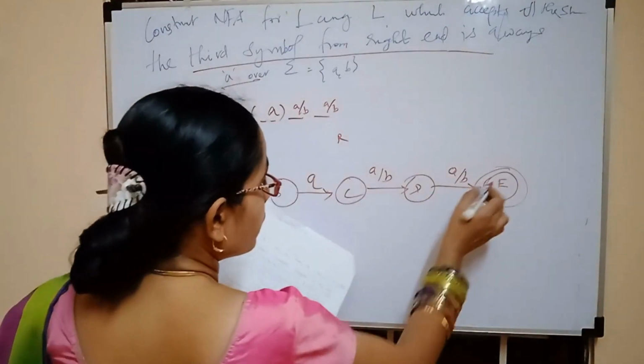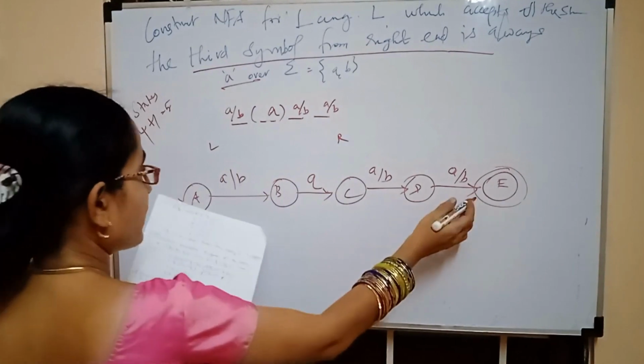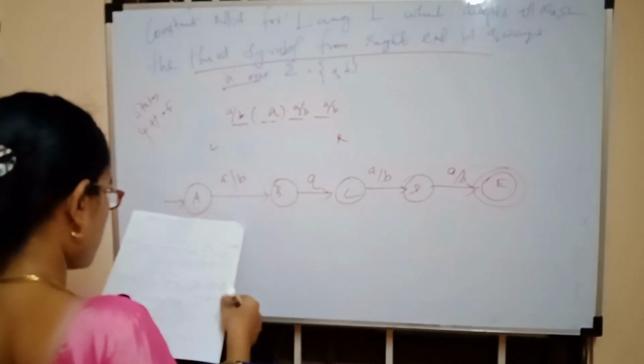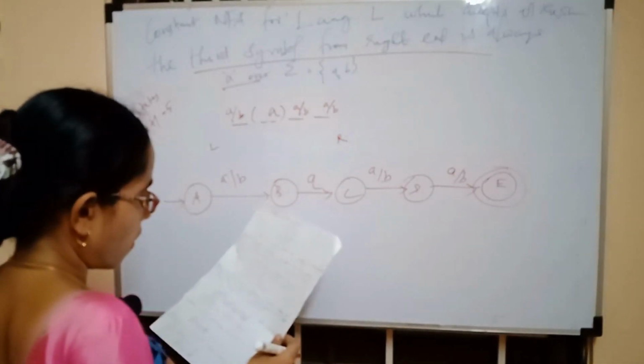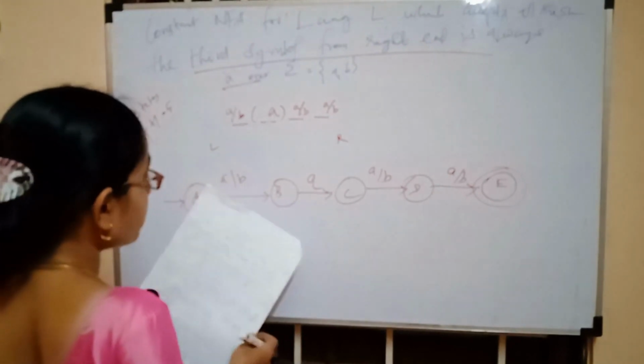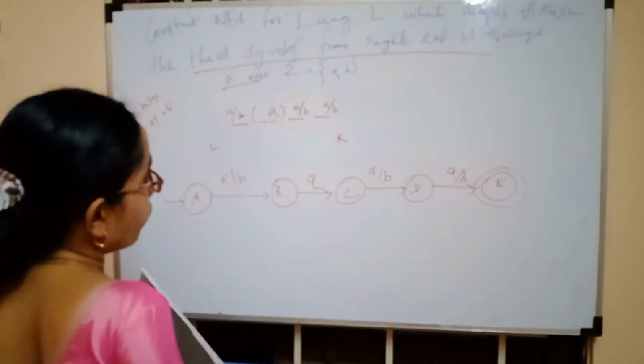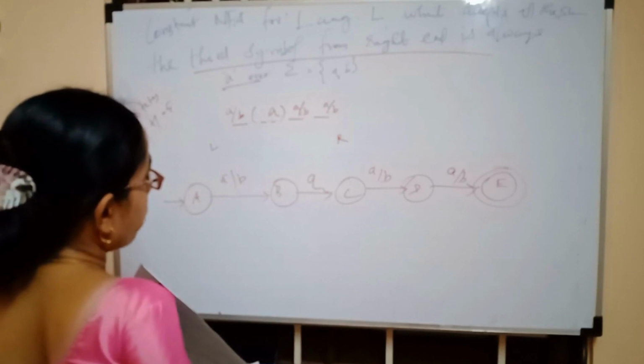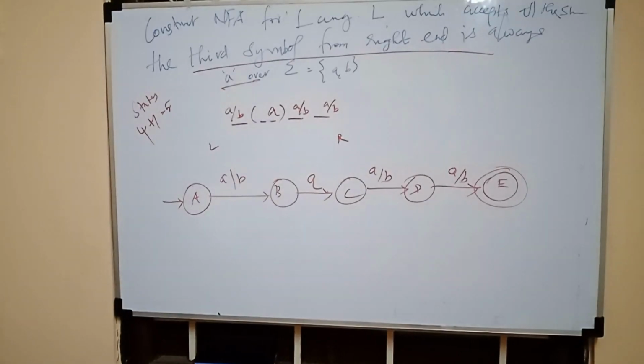And now we are making this the final state. This is how you have to draw the diagram for the given problem statement. I hope you understood the problem. We'll see the remaining part in the next lecture. Okay, thank you.